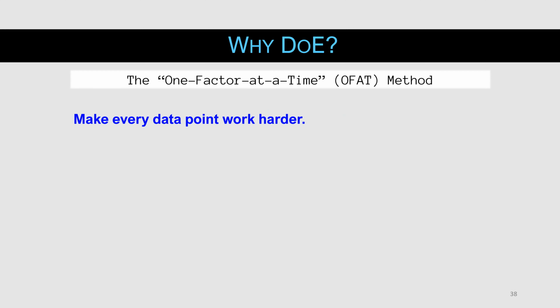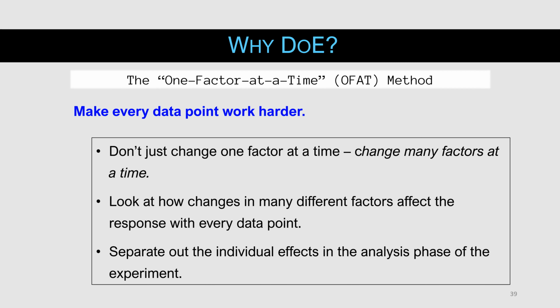The solution is to make every data point work harder. Don't just change one factor at a time. Change many factors at a time, and look at how changes in many different factors affect the response with every data point. This means that every data point will contain information about every factor. And then we separate out the individual effects in the analysis phase of the experiment.